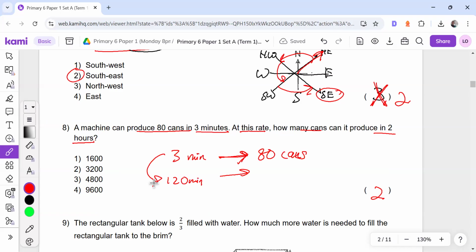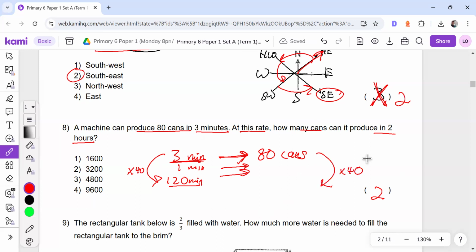All right, are you going to find 1 minute? 1 minute is how many cans? How to divide? 80 cannot divide by 3. And there's no calculator also. You don't have a calculator. So that's why we must do jumping, because you cannot take 80 divided by 3. So 3 times what equals 120? You take 120 divided by 3. 40. 3 times 40. And then the other side, you also do the same.